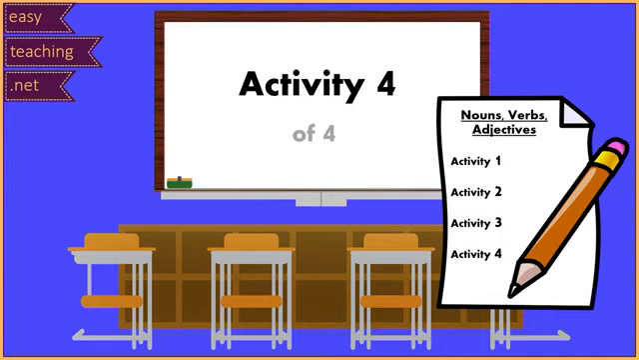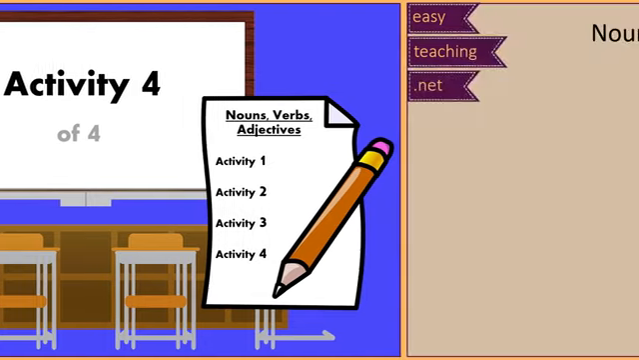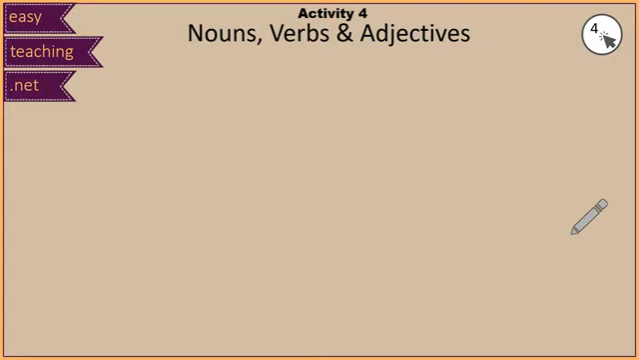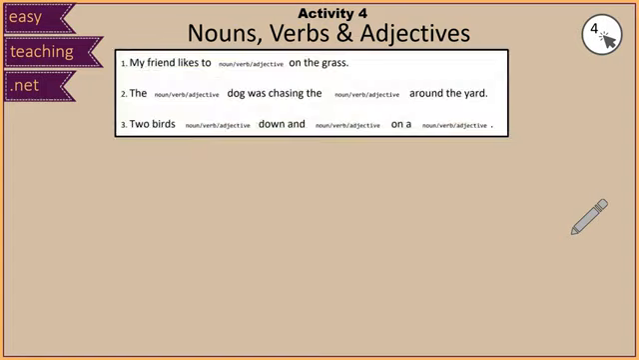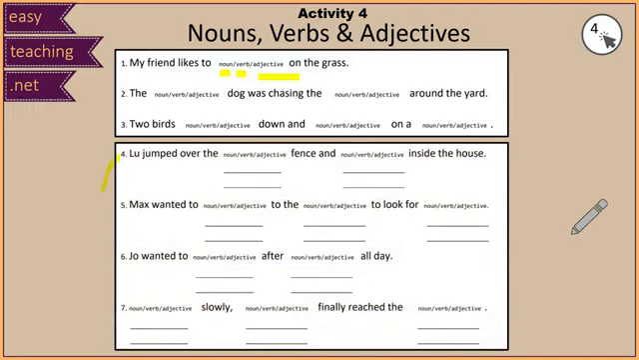Activity 4. We can use our knowledge of nouns, verbs, and adjectives to work out what part of speech should go in certain places. For the first 3 questions, write down whether a noun, verb, or adjective is missing. Do the same for questions 4 to 7, and for each, write down 2 words that might fit in. Pause here until you're done.